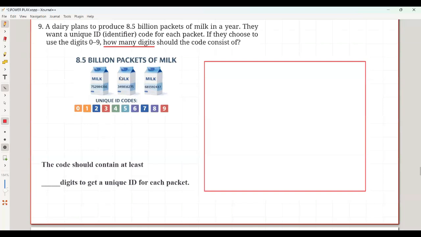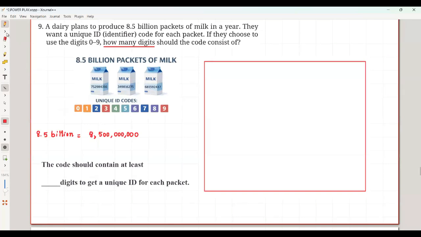Okay, so this type of pictures are not given, so for your reference I have taken 8.5 billion packets of milk. First of all, how will you write 8.5 billion? In the international system, 8.5 billion is nothing but 8 billion 500 million. For this many packets we have to find the unique ID by using the digits 0 to 9. So how many digits do I have to use?